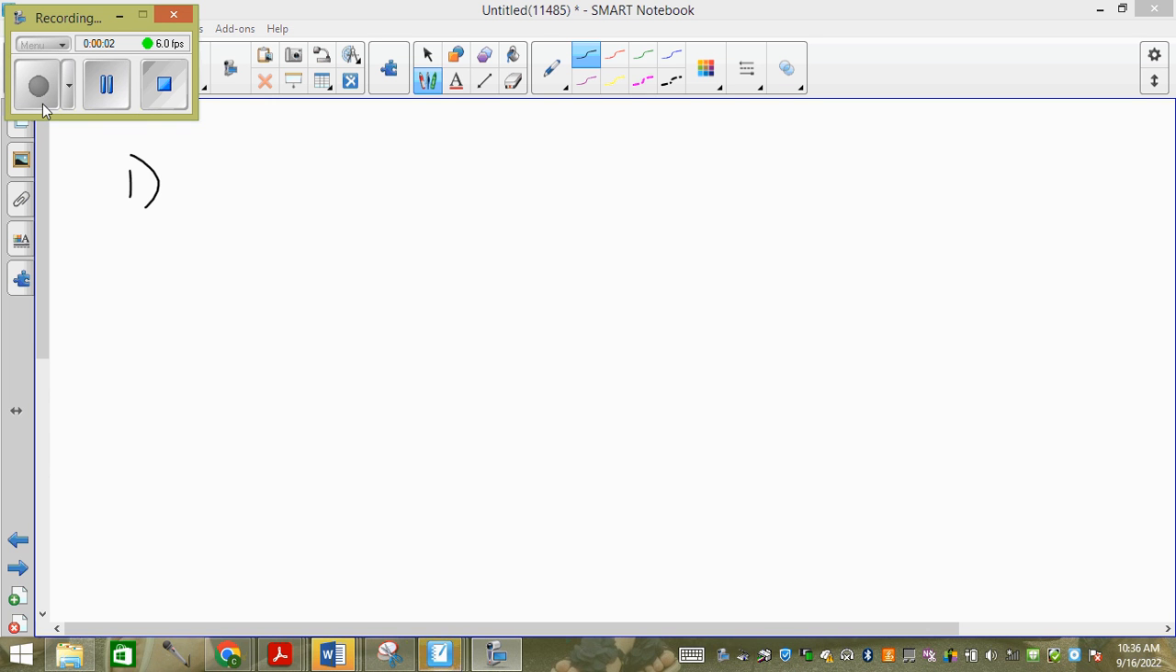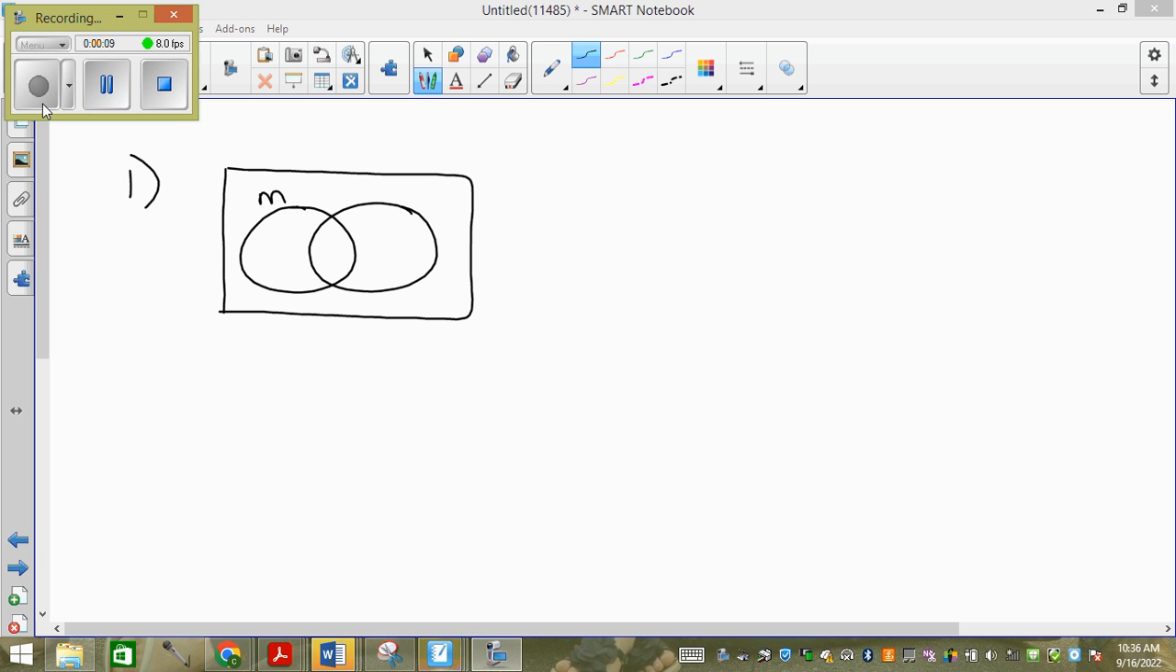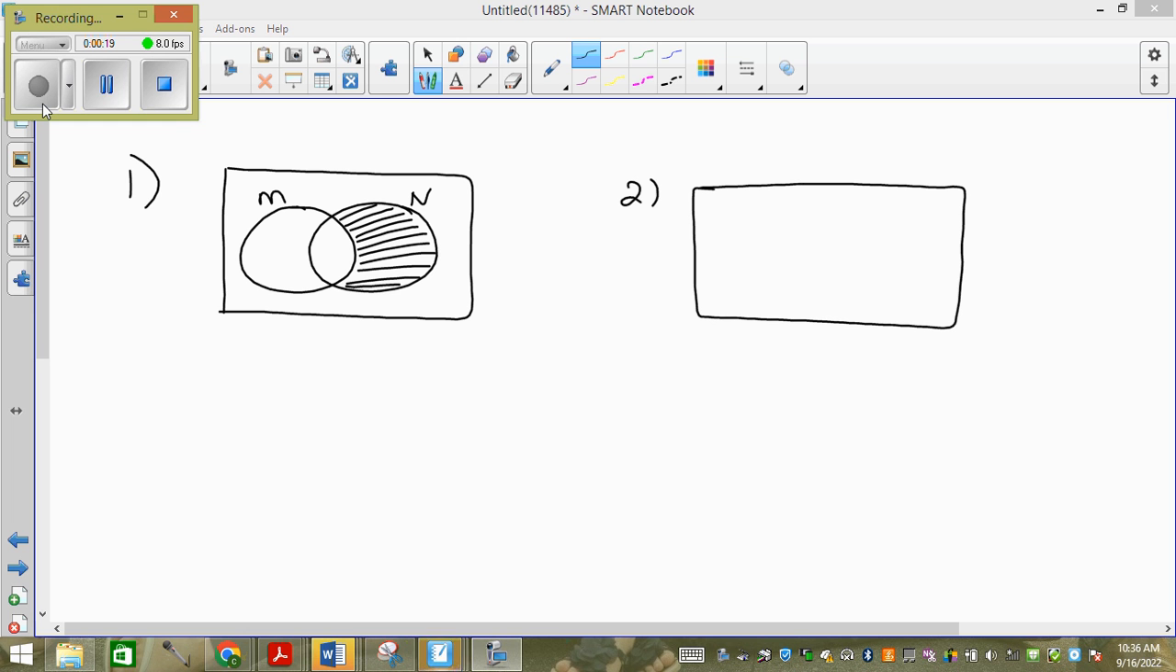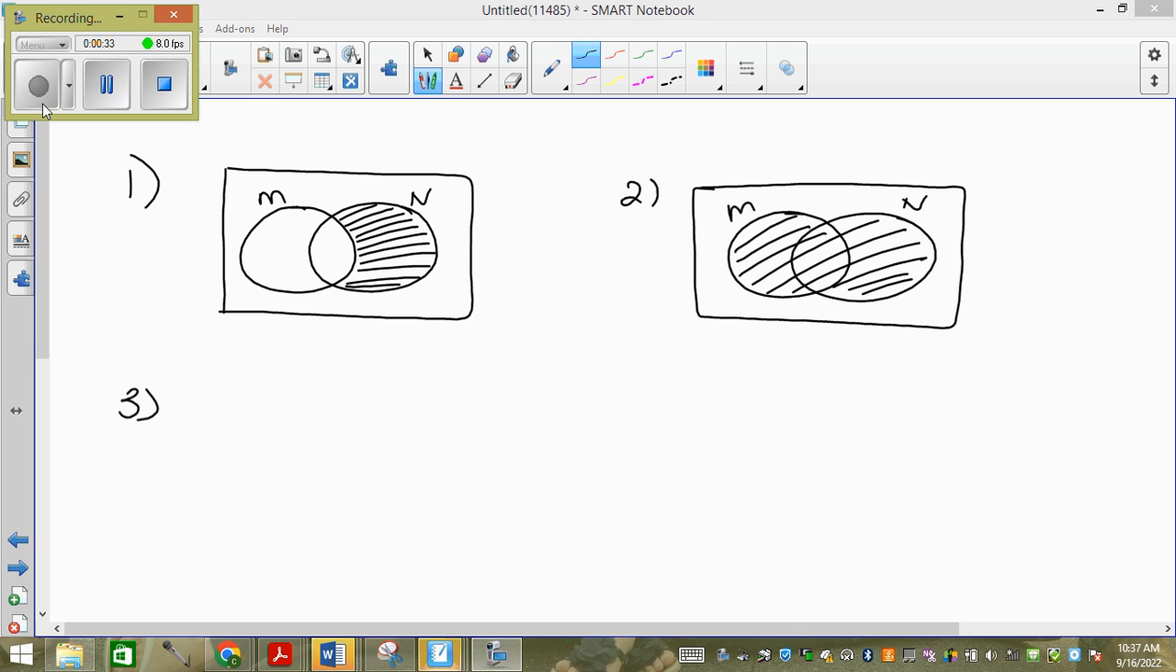Okay, question number 1. Give me the set notation. Question number 2. Question number 3. Draw it. And 4, you're going to draw it. Try those 4 out. So, this first one is the crescent moon.